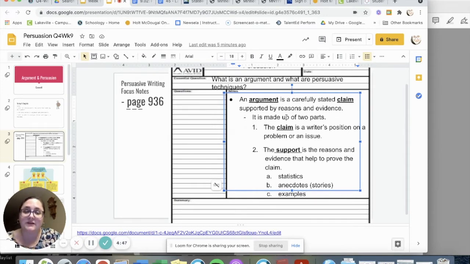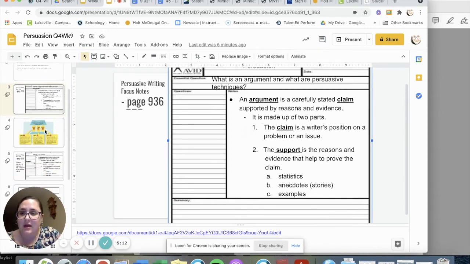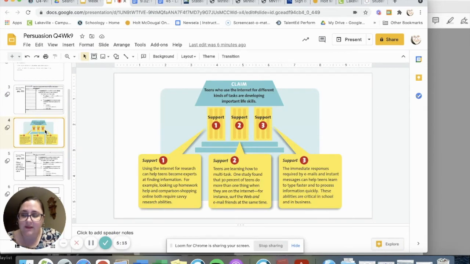Okay. And lastly is examples. Now, again, we could very likely go back to some sort of piece of writing and pull examples from that writing to explain why our claim is correct and to support our claim. Okay, so we have statistics, anecdotes, and examples. Now let's look at a graphic that actually breaks down a specific claim. So here's our claim up here at the top.